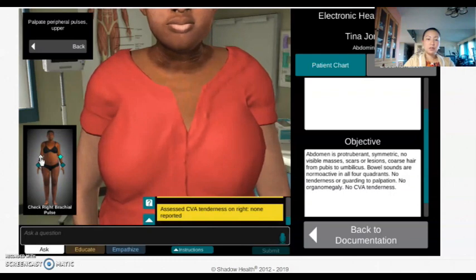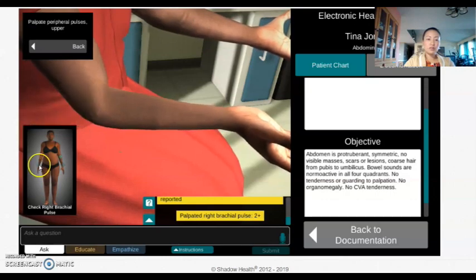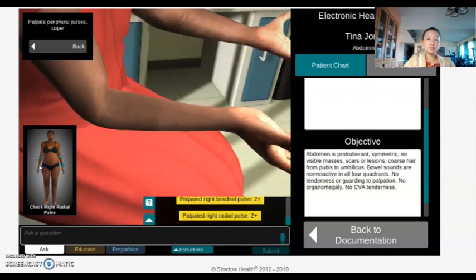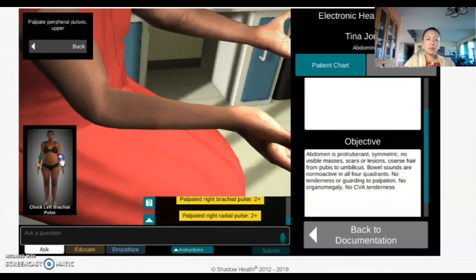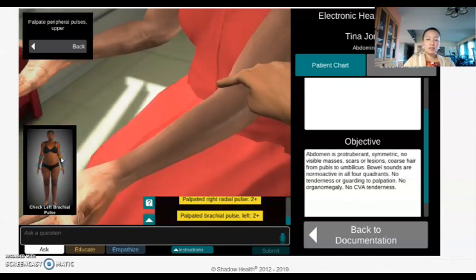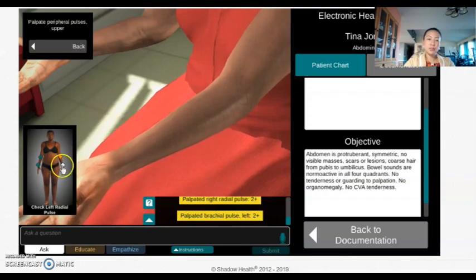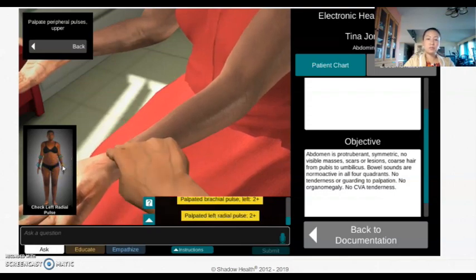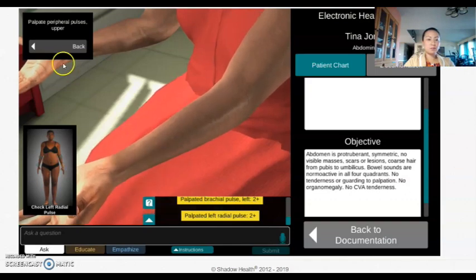I'm going to start on the right brachial pulse. Okay, there you go. It is strong. Going down to the radial pulse on the right side. Okay, moving to the left side. I am going to check for the brachial pulse, and it's +2, and going down to the radial pulse. Okay, the patient has adequate pulses.